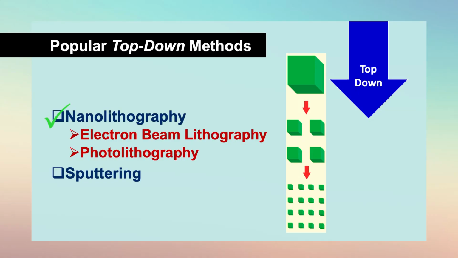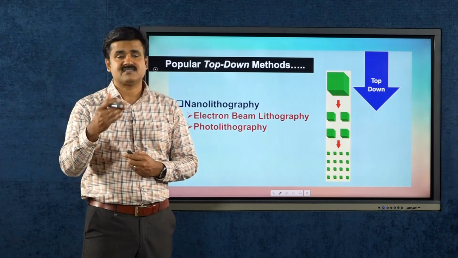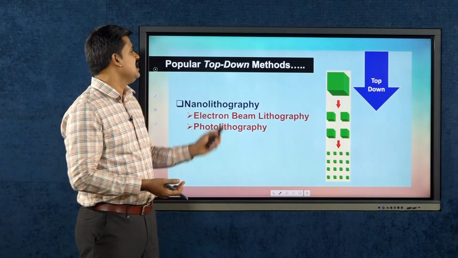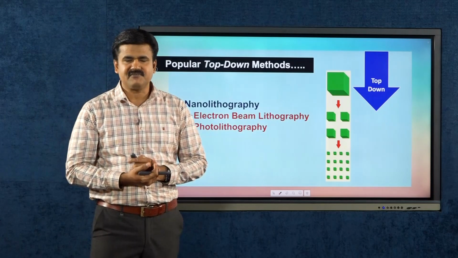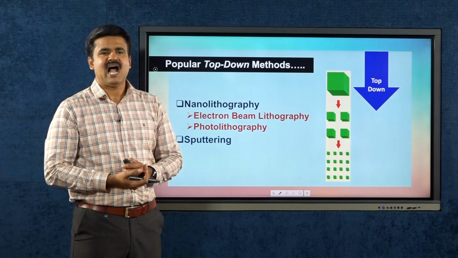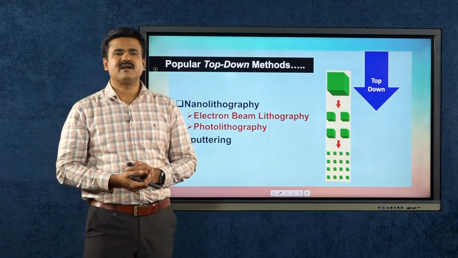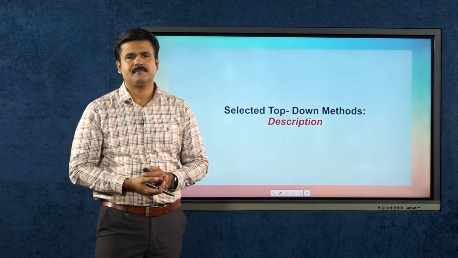Nanolithography comprises two subdivisions. They are electron beam lithography, where we use high energy electron beams to prepare nanoparticles, and photolithography. As the name indicates, photons, that is light energy, are used to prepare the nanoparticles. So, these two jointly come under the category of nanolithography. So, nanolithography is a popular top-down method. Now, another one is sputtering. Sputtering is also a top-down synthesis of nanomaterials.